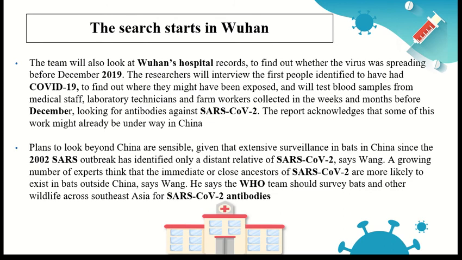Plans to look beyond China are sensible, given the extensive surveillance of bats in China since the 2002 SARS outbreak has identified only a distant relative of SARS-CoV-2, says Wang. A growing number of experts think that the immediate or close ancestor of SARS-CoV-2 is more likely to exist in bats outside China, says Wang. He says that the World Health Organization team should survey bats or other wildlife across Southeast Asia for SARS-CoV-2 antibodies.